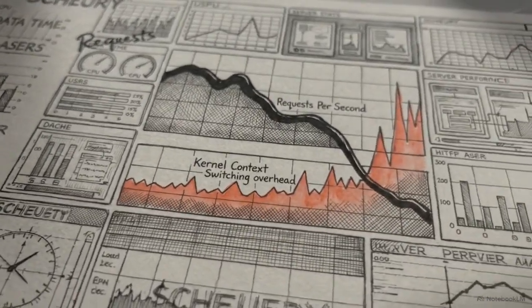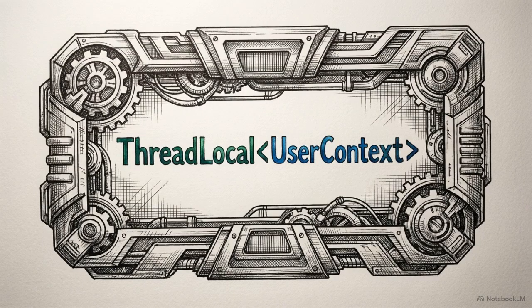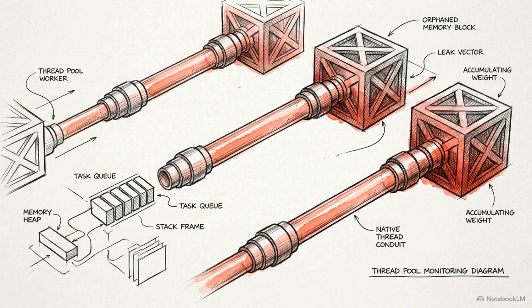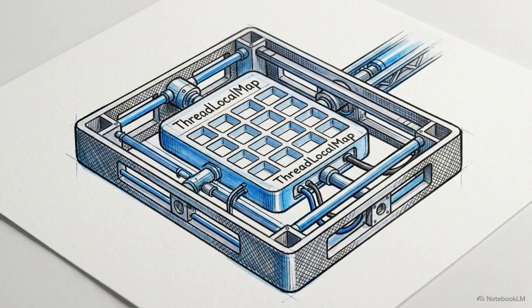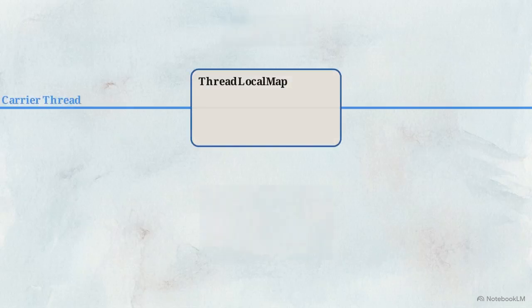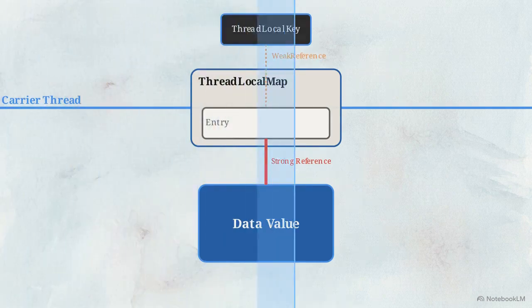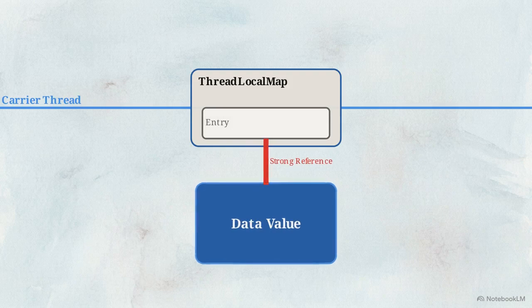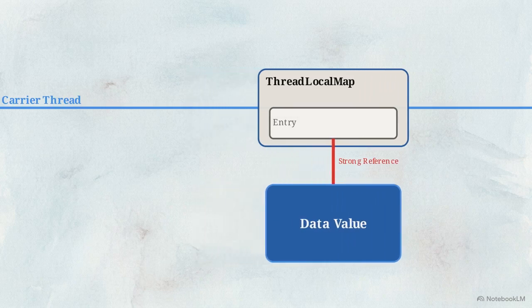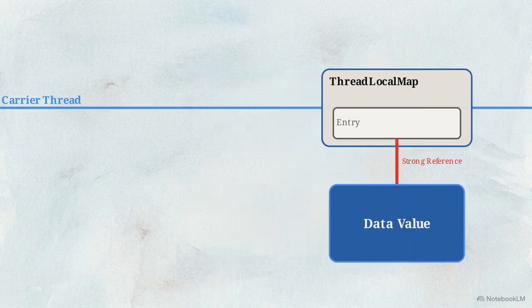To avoid the costs of locking, developers often use ThreadLocal variables. However, in environments with persistent thread pools like Tomcat, this introduces a specific memory leak vector. Each thread maintains an internal ThreadLocal map to store its private data. The map uses weak references for keys, but actual data values are held by strong references. When a ThreadLocal variable goes out of scope, the garbage collector clears the weak key. However, the large data value remains pinned to the thread by its strong reference.